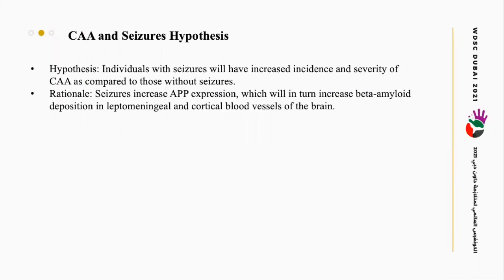So the first hypothesis we looked at was CAA and seizures. We predicted that individuals with seizures would have increased incidence and severity of CAA as compared to those without seizures. And that was just because seizures increase APP expression, which we believe would in turn increase beta amyloid deposition in cortical blood vessels. So then we would see more beta amyloid in these blood vessels in the brain.